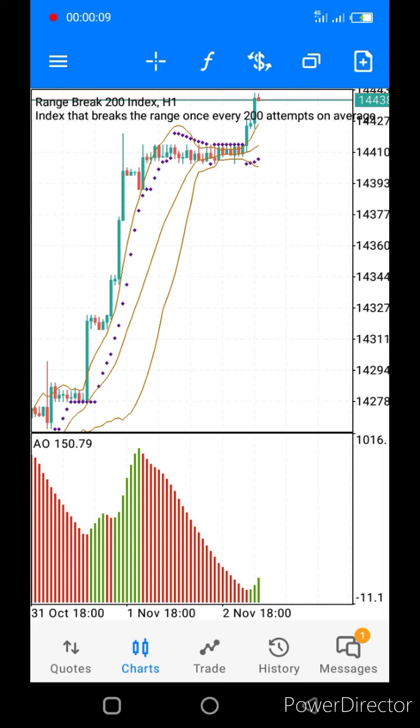So I'm here this morning again to continue from where I stopped, which was Range Break 100. I said I'm going to be back to share with you Range Break 200. So yeah, I'm here this morning to do that. So what are we looking at? We are considering the Parabolic SAR strategy in combination with the polygon bound exit strategy.